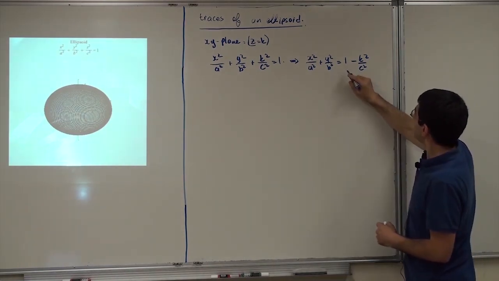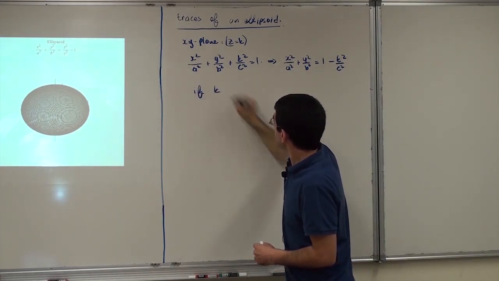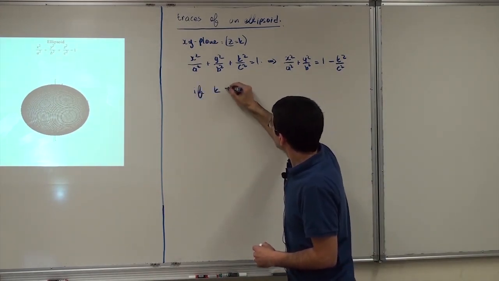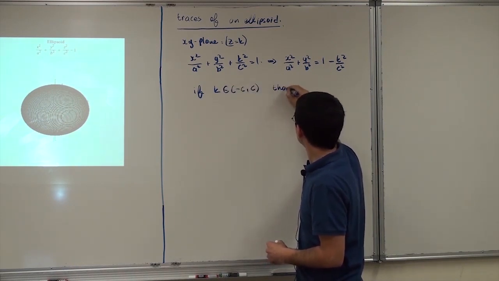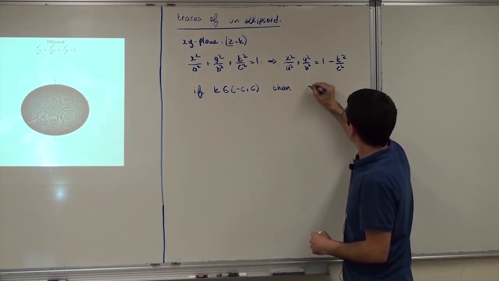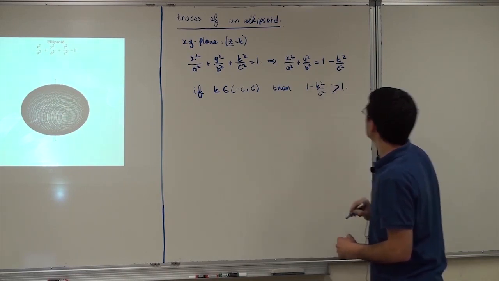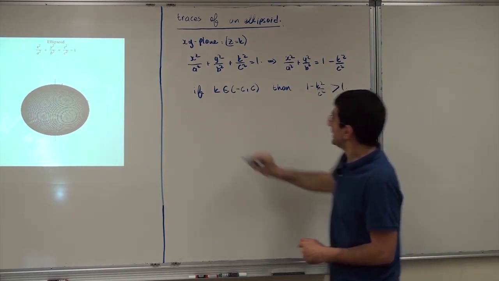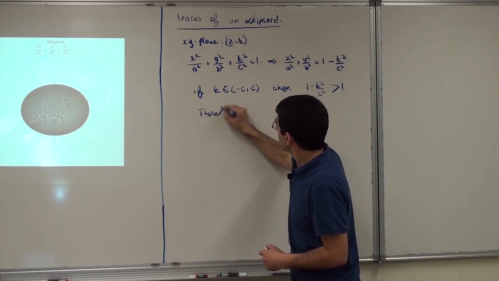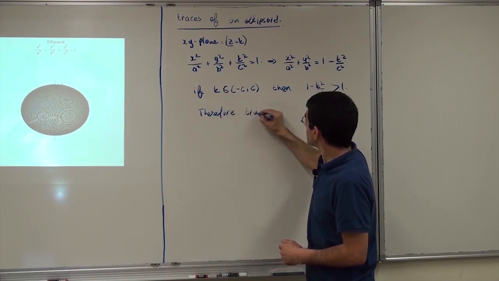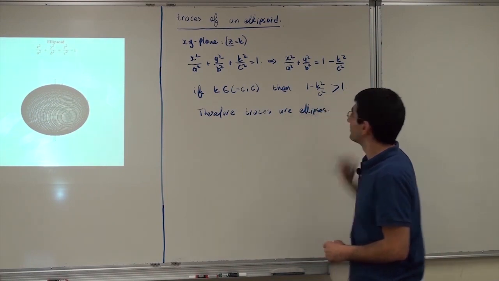Now, we observe that if k is between negative c and c, then 1 minus k squared over c squared is strictly positive, and therefore traces are ellipses.